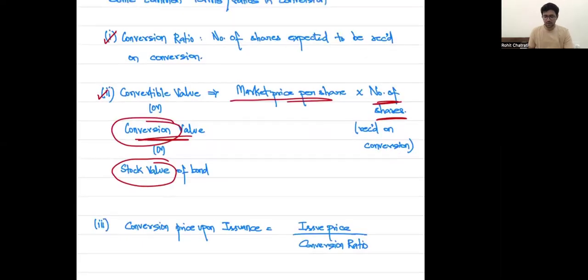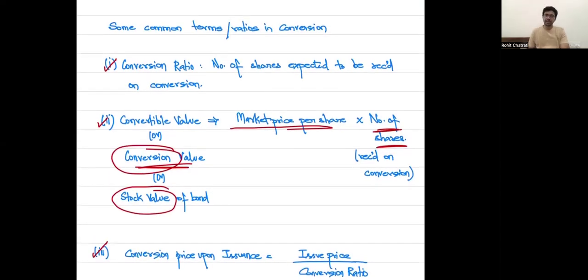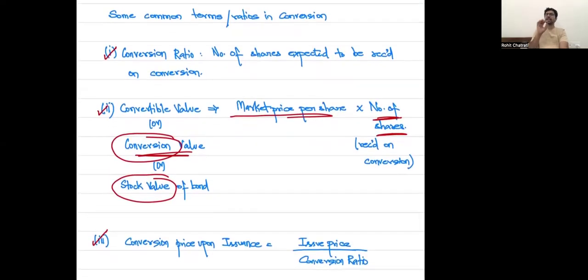Okay, now let's move on to another term called conversion price upon issuance. What typically happens is entities will state that one bond will be convertible into 20 equity shares at a point in time in future. Upon issue, at the time of issuance of the bond itself, we can calculate the implicit conversion price. What is the implicit conversion price? It is the price at which the convertible bond has been issued, divided by the conversion ratio.